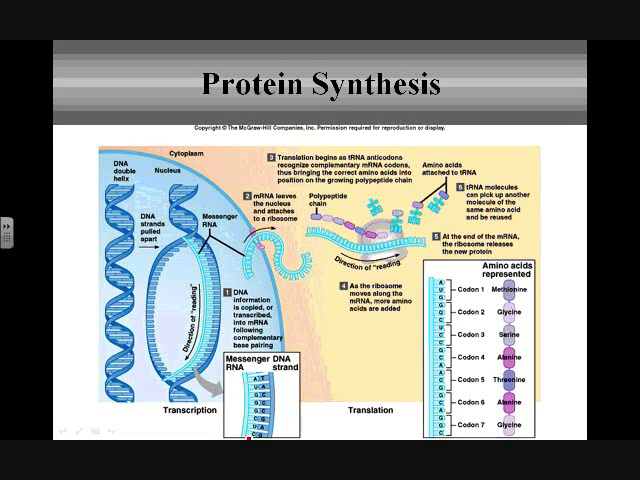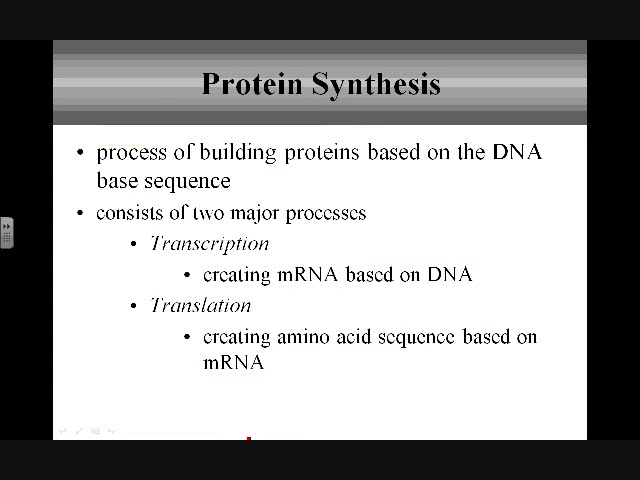This is a picture that just kind of shows us what protein synthesis is. I'll come back to this near the end when it hopefully will make a bit more sense. And what we're going to talk about now is exactly how we build those proteins out of the genetic information found in DNA. And this is a process called protein synthesis.